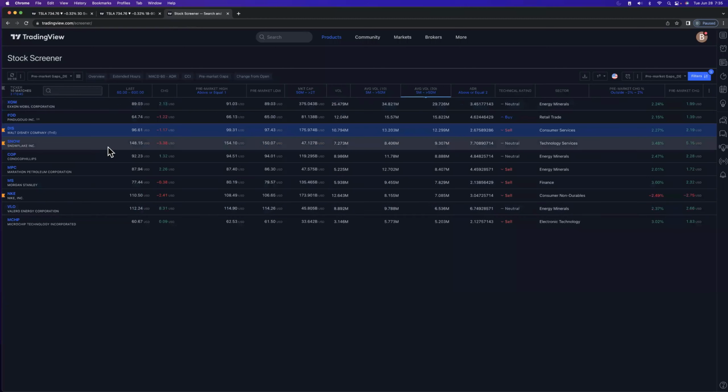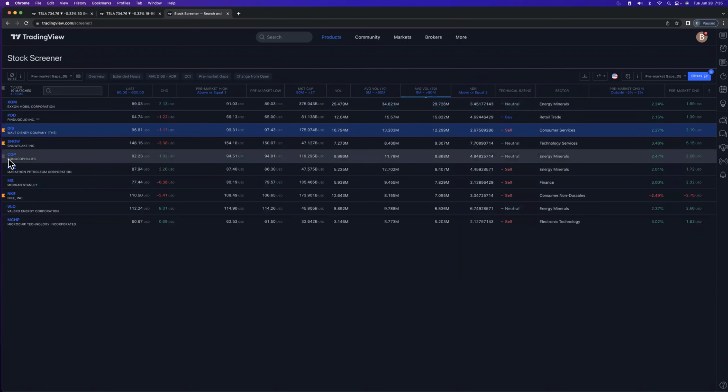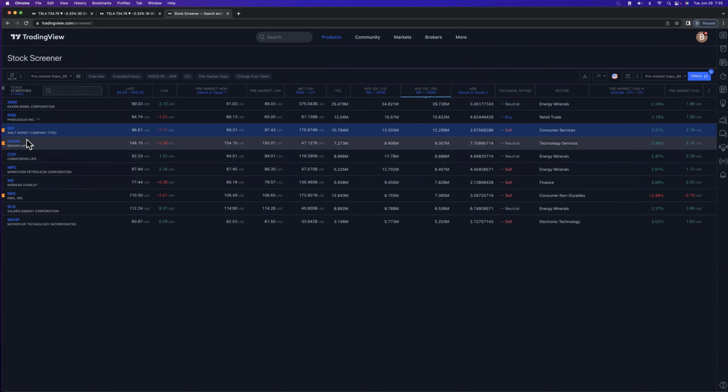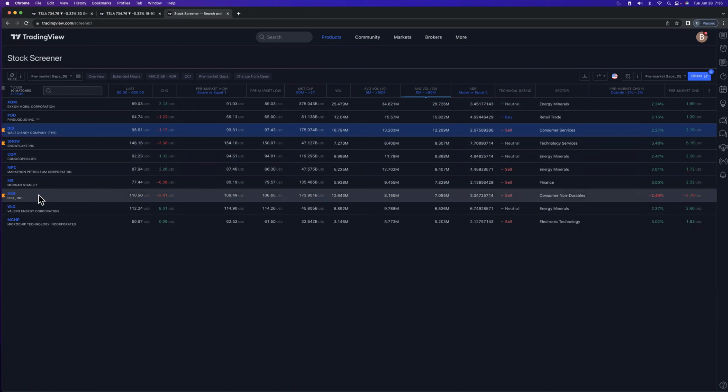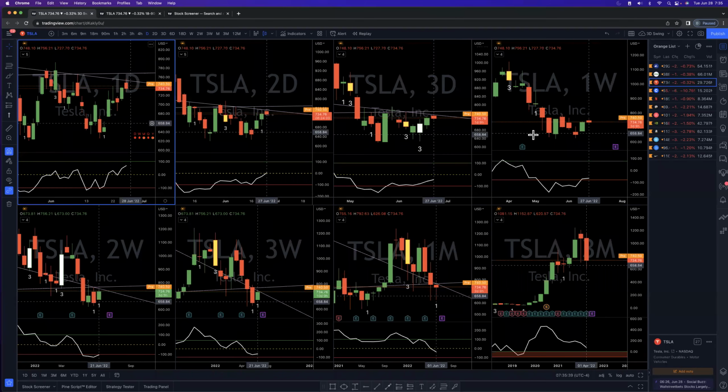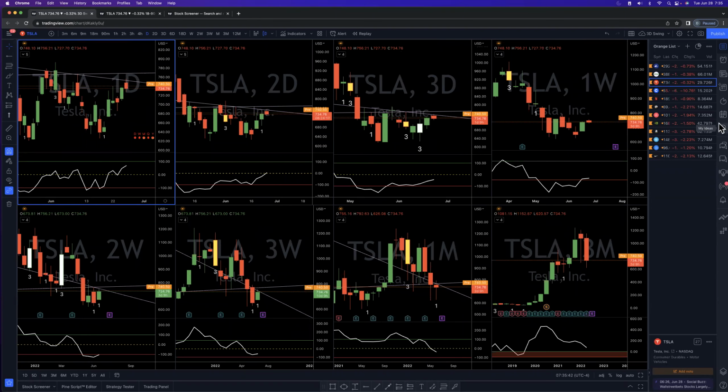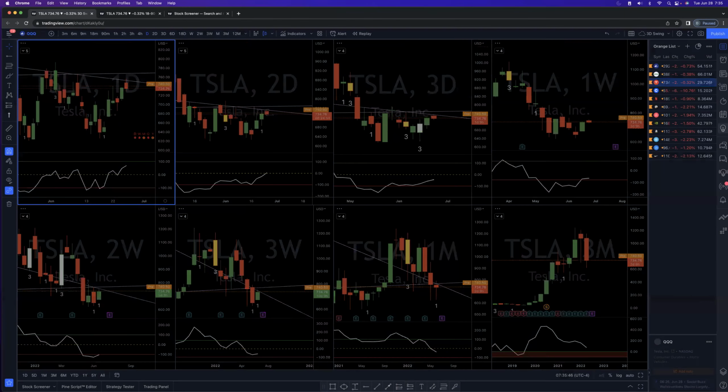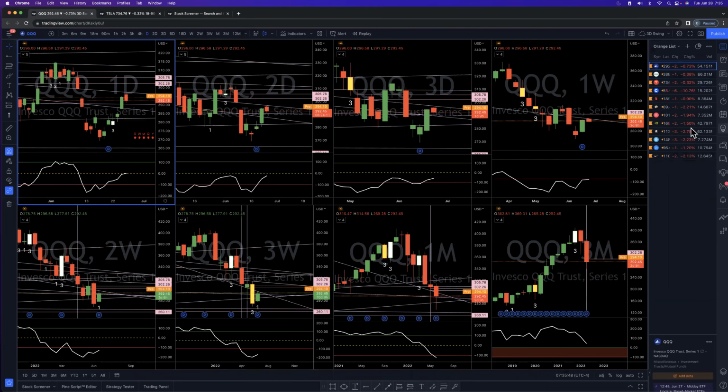Here's the scanner. I don't see a lot going on. Maybe Disney, Snow. Disney is up 2.25%, Snow 3.5%. Nike had some noise yesterday about, I think, some supply chain. Let's look at the Qs. I'm just not excited.